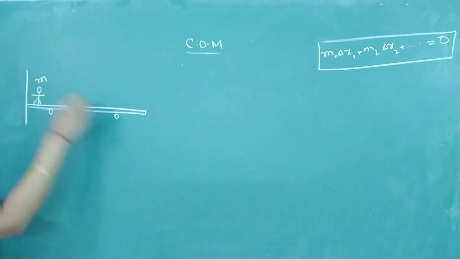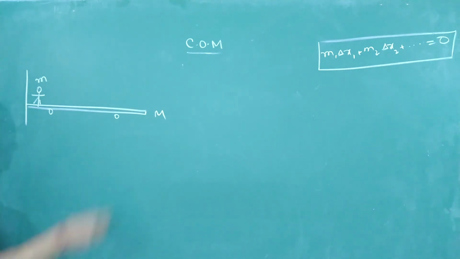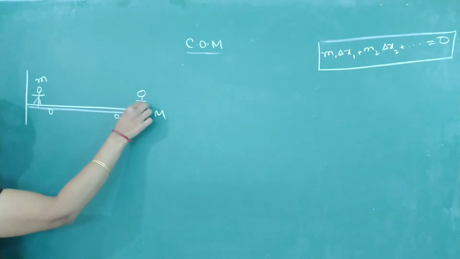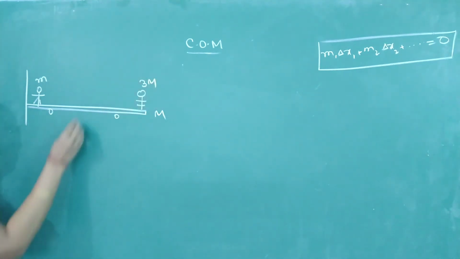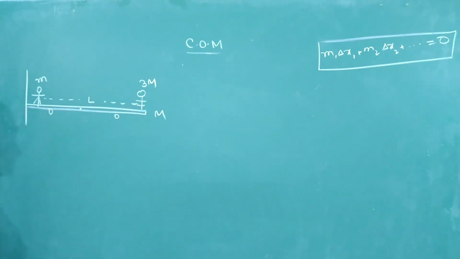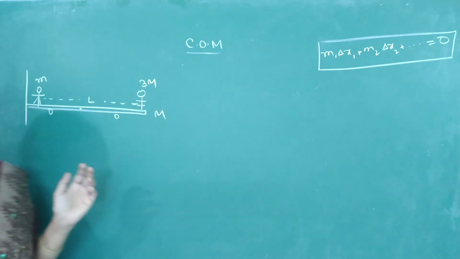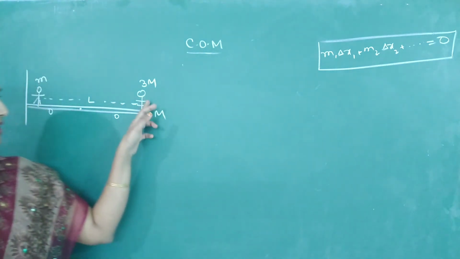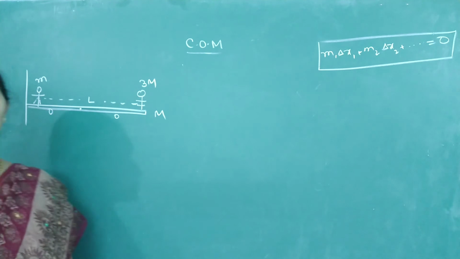One boy has a mass small m. This is capital M. And one more boy whose mass is 3m. This is the center. Length of the plank is L. So the question here is, what is the displacement of the plank if these two boys exchange their positions?